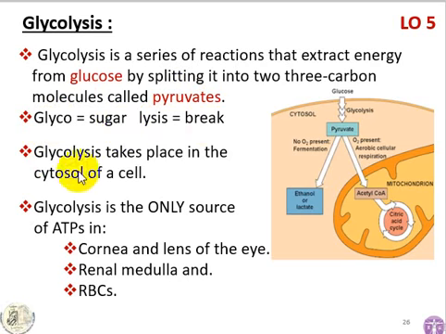Glycolysis takes place in the cytosol of the cell, and glycolysis is the only source of energy, or ATP, in the cornea and the lens of the eye, renal medulla, and RBCs. Once glucose enters the cell, the glycolysis process takes place in the cytosol. Glycolysis will break down glucose into two 3-carbon molecules called pyruvate.